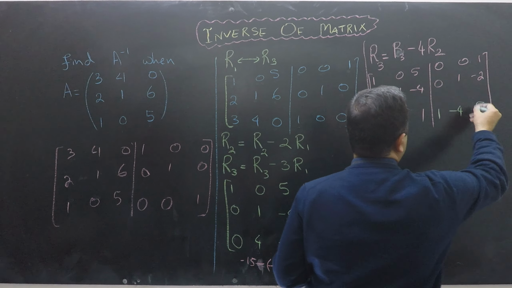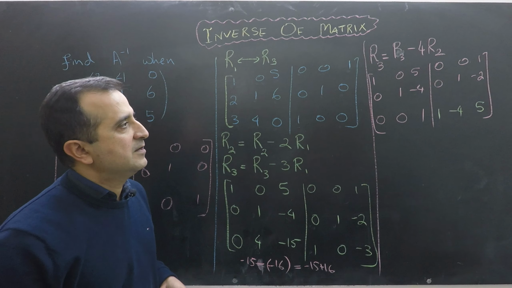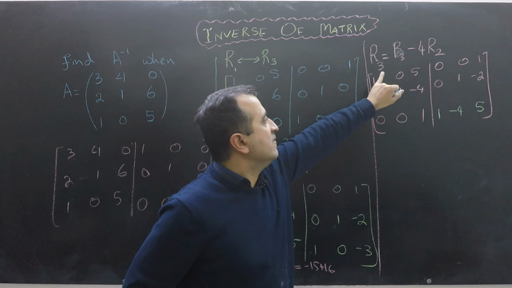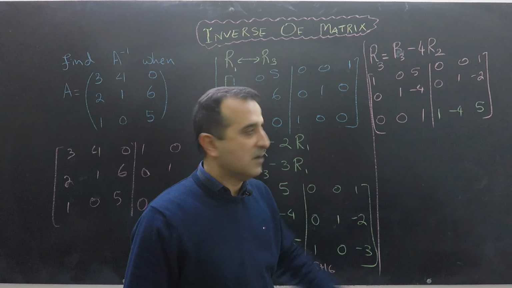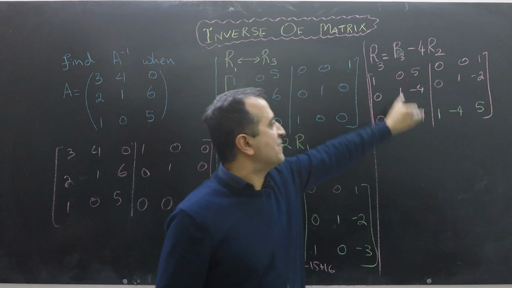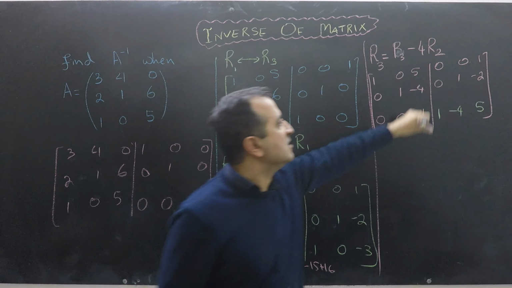5. Right, so now we have 5. So now we have achieved our first column. The rule is that we have to go column by column. We are done with the first column, we are done with the second column, and now we have to do the third column.